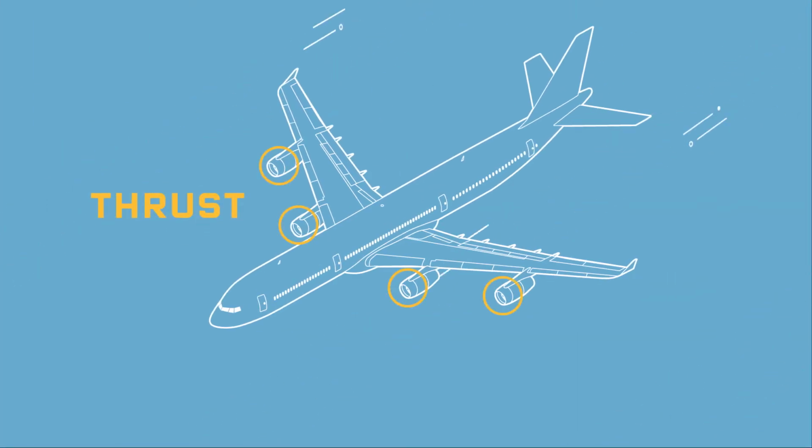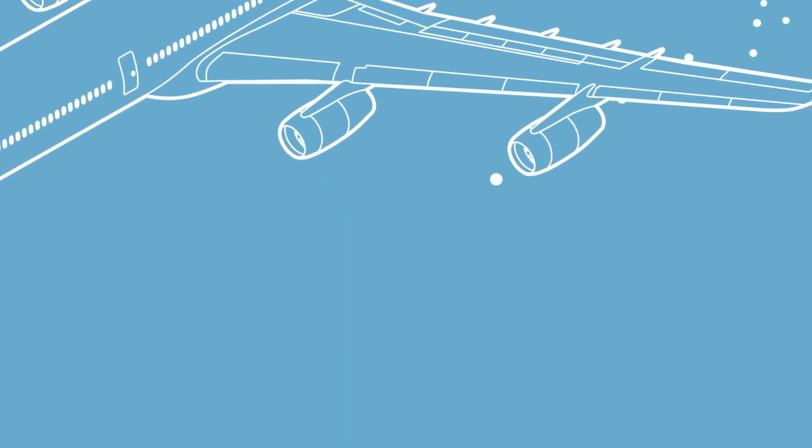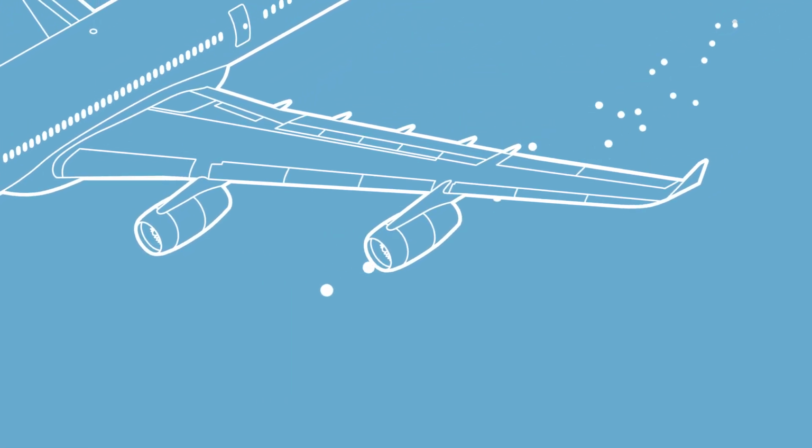That comes from the plane's engine or propeller, depending on the type of plane. They take air from the front of the plane and push it so it goes behind the plane, and that change in momentum pushes the plane forward.